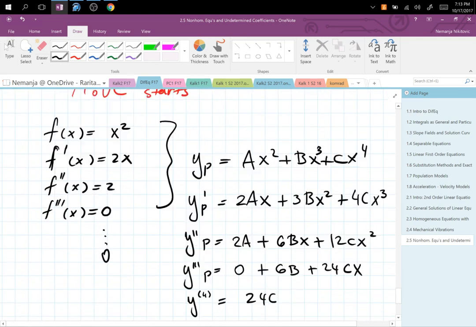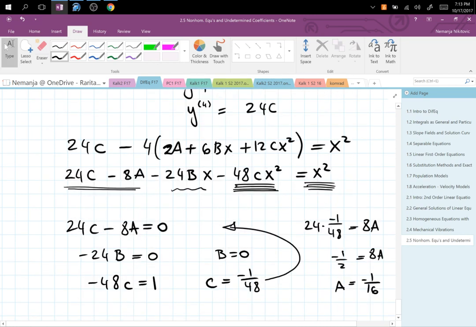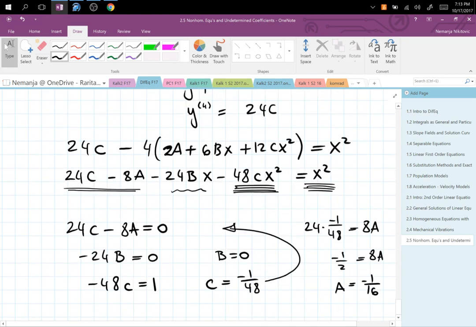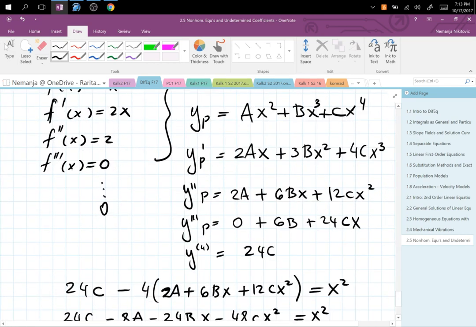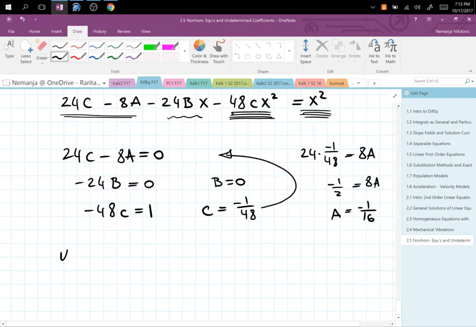So we have A, B, and C. So yp is negative 1 over 16 x squared. And then where is B? So that dies. And then where is C? B, yeah, B for x cubed, and then because B is 0.